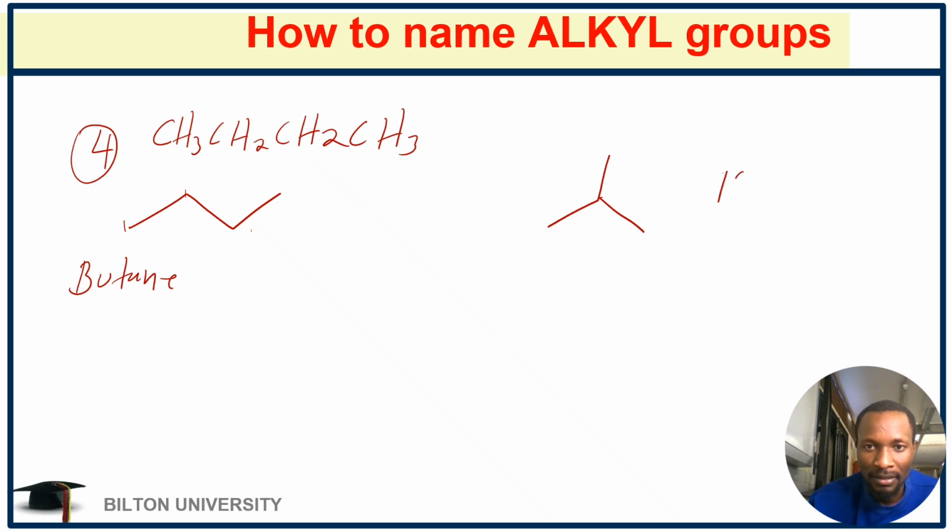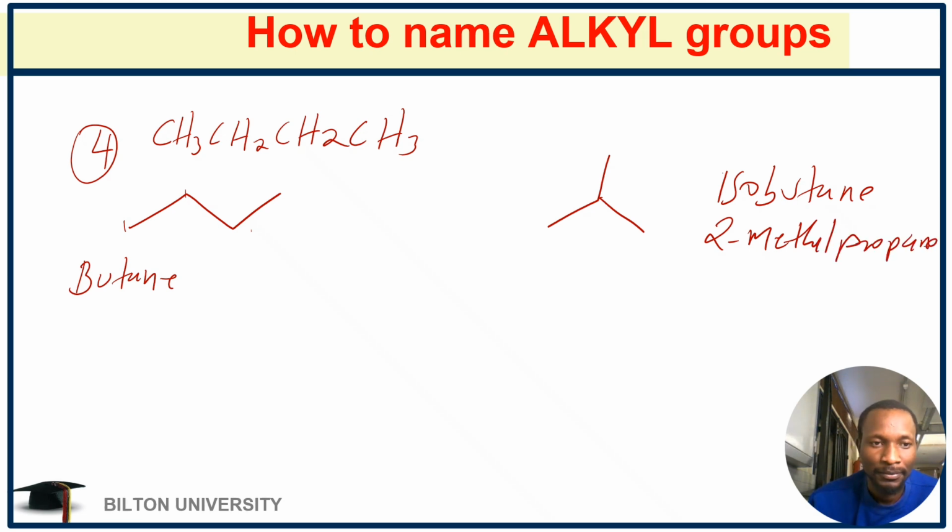So I'll just give a name, isobutane, or sometimes we can call it 2-methyl propane. 2-methyl propane, because the methyl group is in the second or the secondary carbon. Now let's go back to our butane. In this our butane, we have primary carbon and secondary carbon here from both sides. So this is our secondary carbon and this is our primary carbon.